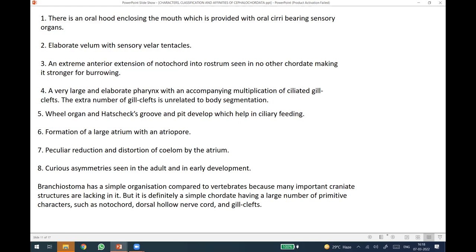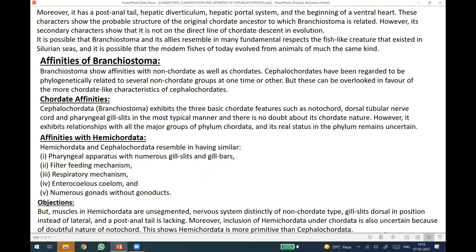So on the basis of these specialized characters, Branchiostoma has a simple organization compared to vertebrates because many important craniate structures are lacking in it. But it is definitely a simple chordate having a large number of primitive characters like notochord, dorsal hollow nerve cord, and gill clefts. On the basis of these primitive, specialized, and degenerative characters, Amphioxus has shown affinities with different groups. The other specialized characters are post-anal tail, hepatic diverticulum, hepatic portal system, and the beginning of a ventral heart. These characters show the probable structure of the original chordate ancestor.